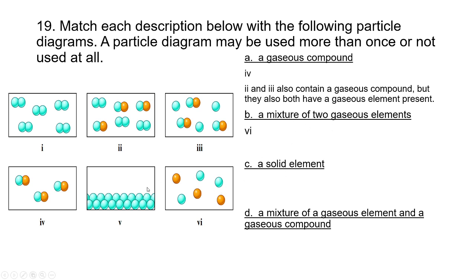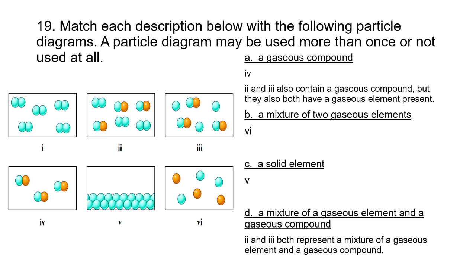The solid, that would only be letter 5, because these are the only ones where they're nice and neatly arranged in an orderly pattern, and it's an element because it's just a single type of atom that we see there. Letter D is a mixture of a gaseous element and a gaseous compound. We could say, like I showed earlier, that 2 and 3 are this, because again, we have a gaseous element. In this case, it would be that single atom there. In this case, it would be the diatomic molecule, which would be an element as well. And then we have the compound as well.